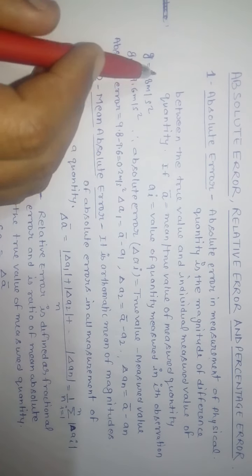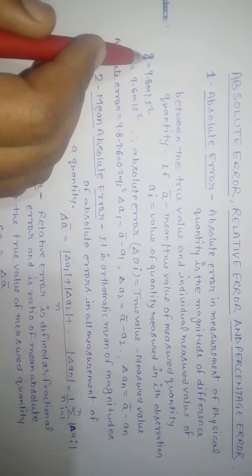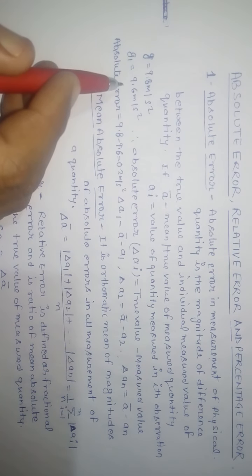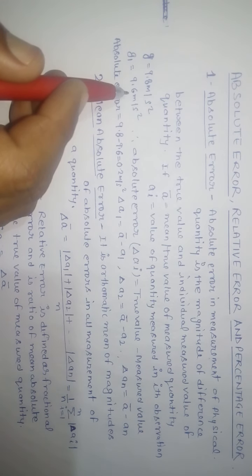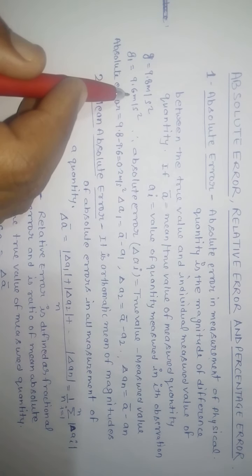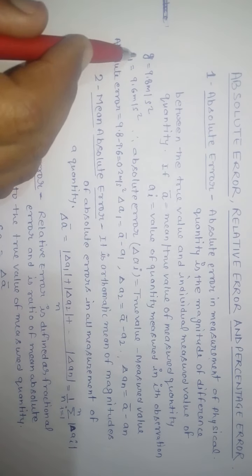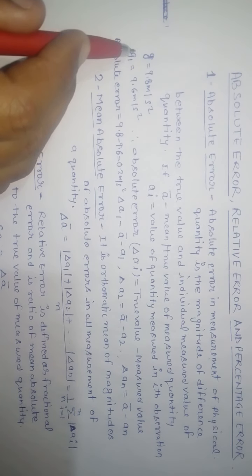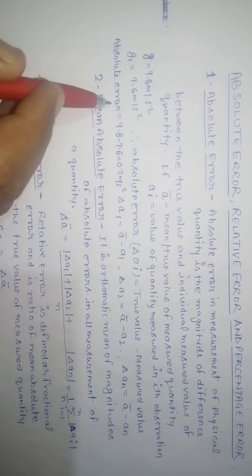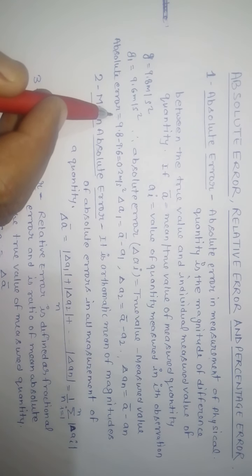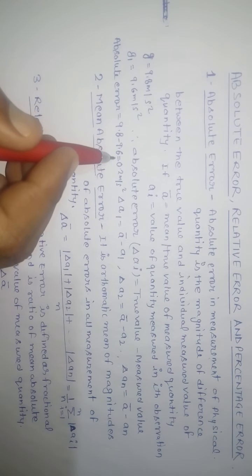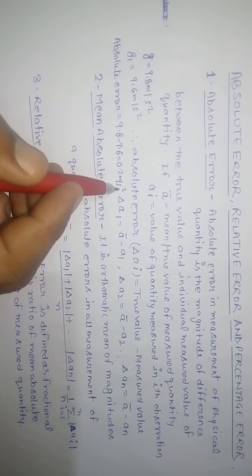Let's have an example. We know that the value of small g, which is acceleration due to gravity, is 9.8 meter per second square. Suppose we are performing an experiment to calculate the value of g, and we find the value of g as 9.6 meter per second square in our first observation. I have taken it as g1 because it is our first observation. Then the absolute error in the measurement of acceleration due to gravity in our first observation will be equal to 9.8 minus 9.6, which is 0.2 meter per second square.